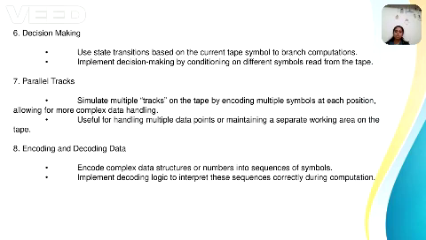In decision making, use state transitions based on the current tape symbol to branch computations, implementing decision making by conditioning on different symbols read from the tape. Parallel tracks simulate multiple tracks on the tape by encoding multiple symbols at each position, allowing for more complex data handling. They are useful for handling multiple data points or maintaining a separate working area on the tape.